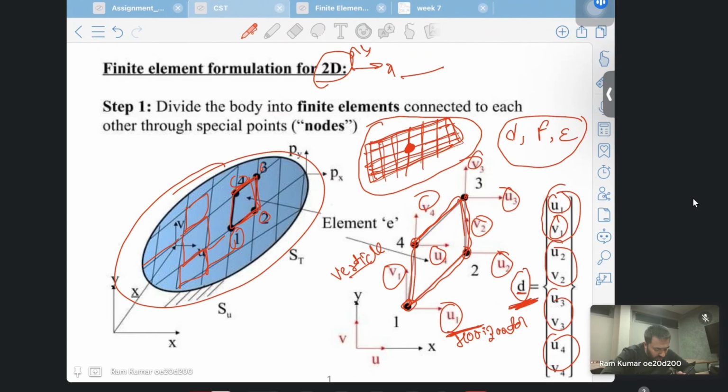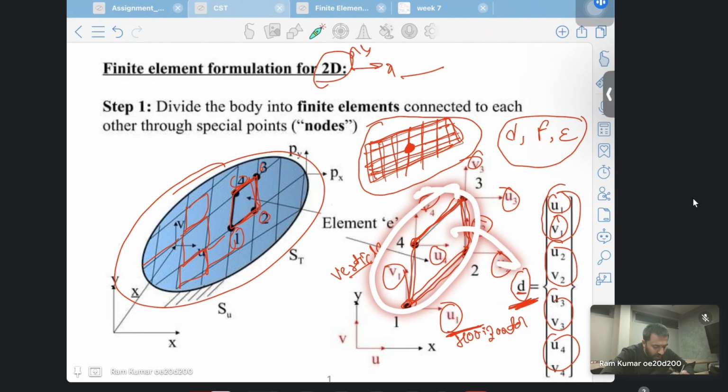Displacement of what? Displacement for this element. Our displacement for this element is d: u1, v1, u2, v2, u3, v3, u4, v4. So we have a total of 4 nodes, so we have a total of 8 displacements because each node has 2 displacements.